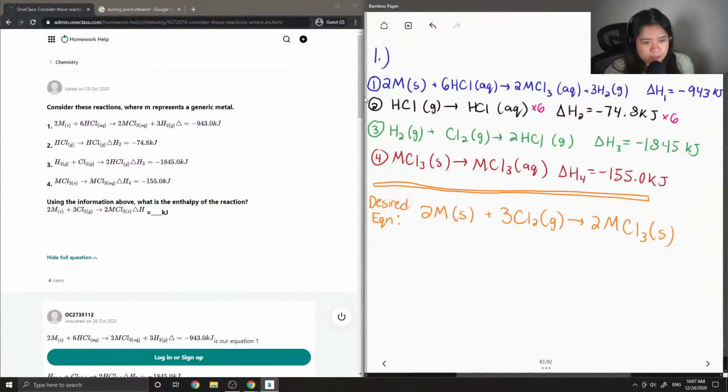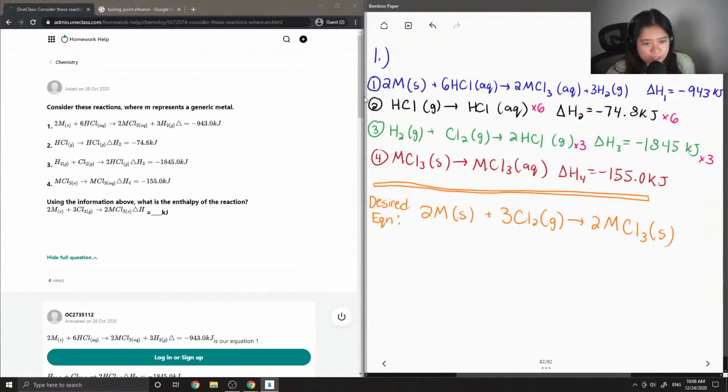Okay, so continuing on, we know that we want to have our Cl2 gas in our reactant side as well, because it is in our desired equation. So we know that we don't need to switch this over to the product side since it is already on our reactant side. All we need to do is multiply this whole reaction by 3. And we do the same thing to our delta H3 value.